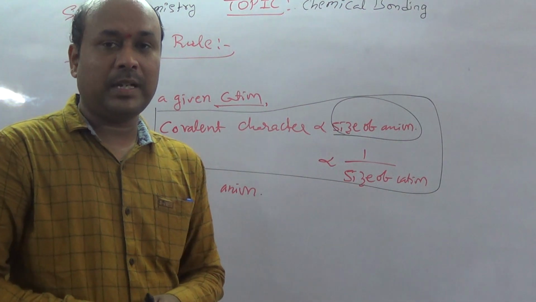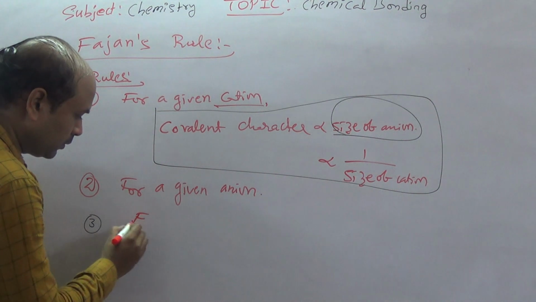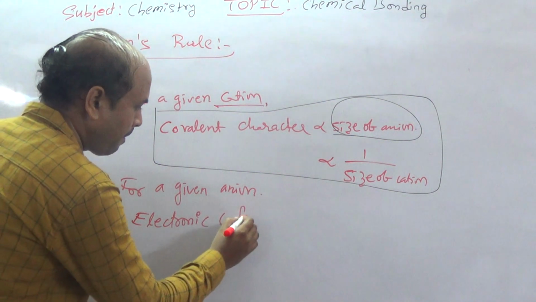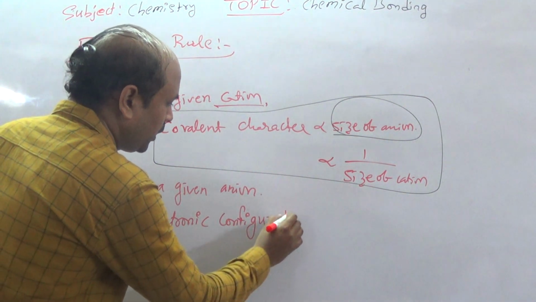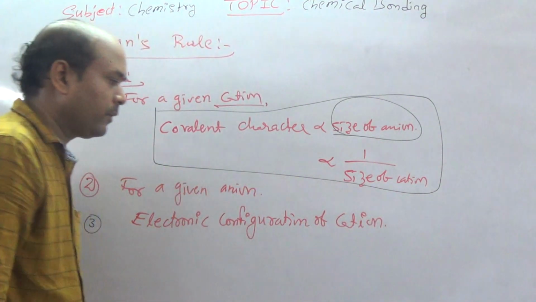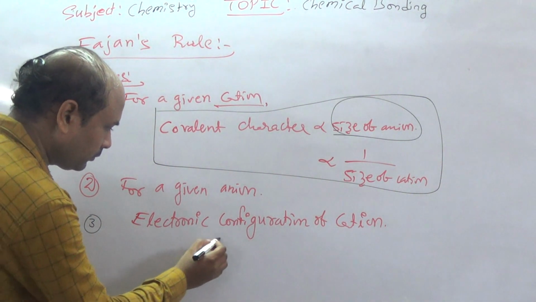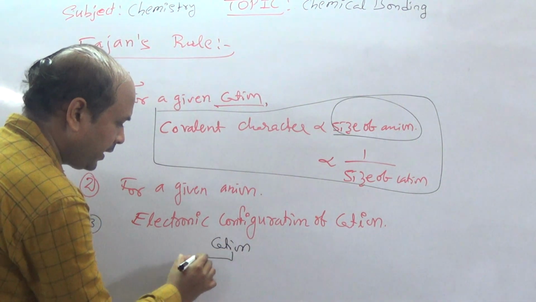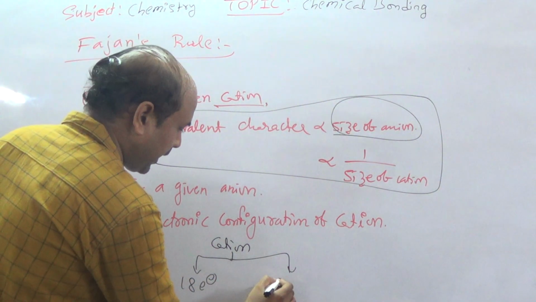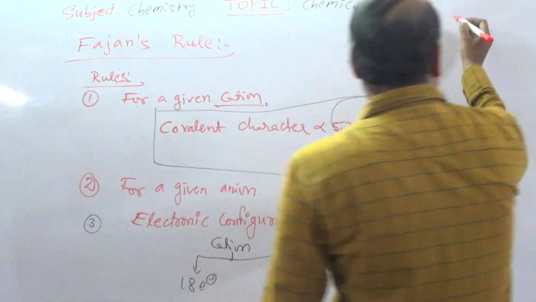Then the third one: covalent character is also determined with respect to the electronic configuration of the cation. The condition is a cation with 18 electrons versus a cation with 8 electrons. Remember.